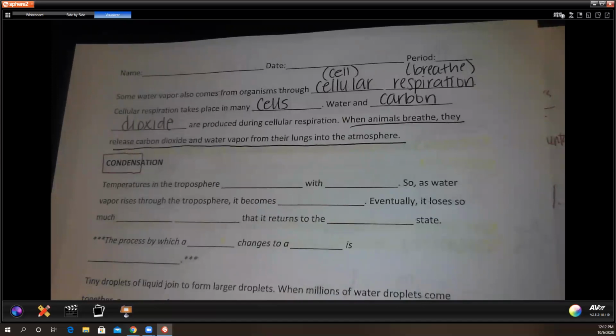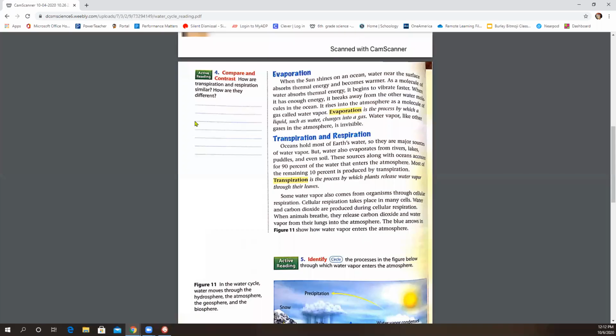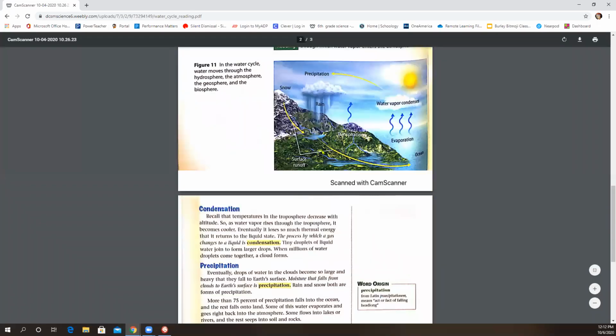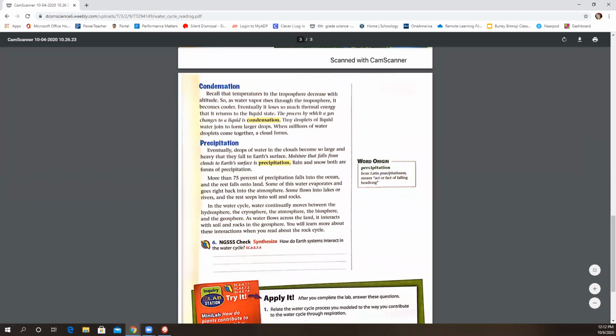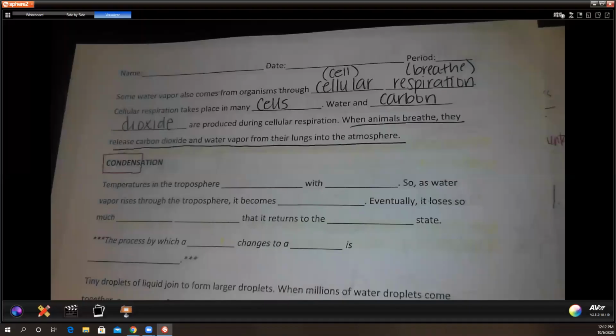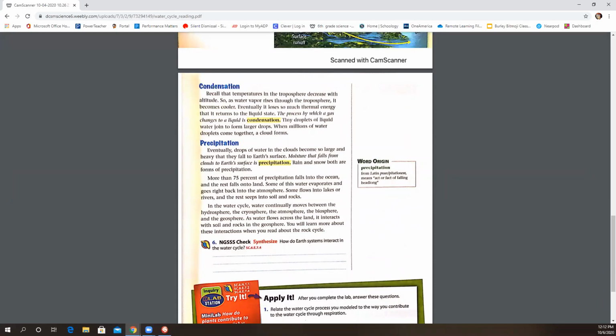All right, I'm going back to the reading. All right, here we go. So we're reading about condensation, and we'll do precipitation at the same time. Oops, that's not what I want to do. All right, here we go.